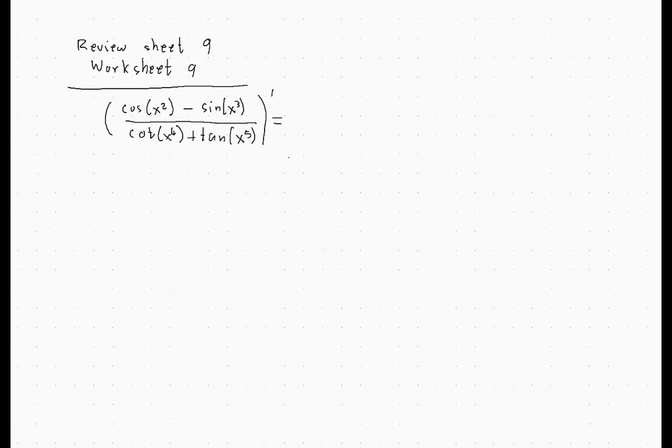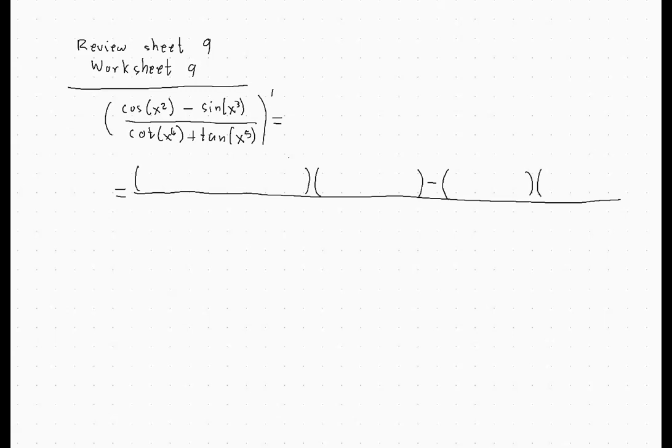I'm going to just apply the quotient rule. In the quotient rule, what you need to do is take the derivative of the numerator, so let me prepare the space for it, multiply it with the denominator, then subtract from it the numerator times the derivative of the denominator. And then we need to divide by the denominator square.